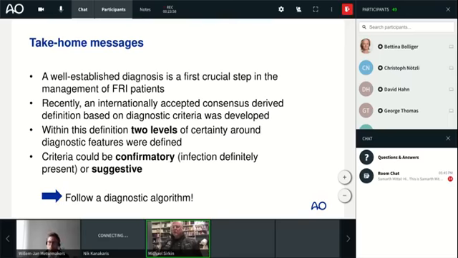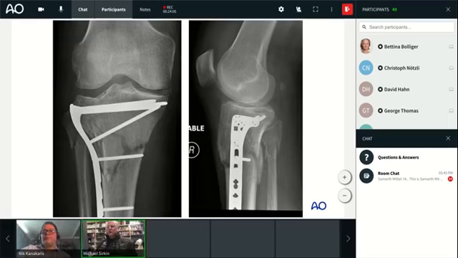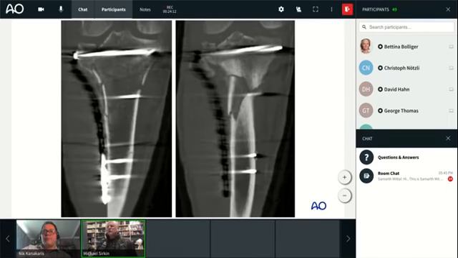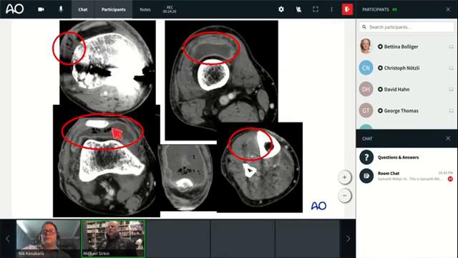So back to our case. Here are our x-rays. We can see the patient has some drainage of his wound, and he has a big effusion. You can see here on the CAT scan a little bit of a malreduction as well. You can see a malreduction somewhat here. We can see presence of air in the joint, so we have a joint effusion, and we have some infection next to the plate as well.